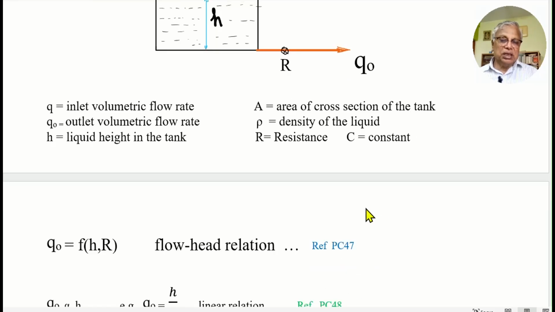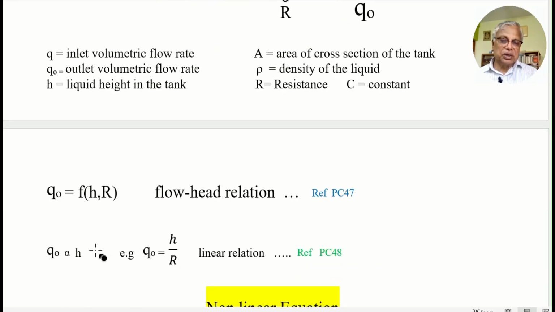And for a linear relation, linear means Q naught is directly proportional to h. We have taken a specific example of Q naught equal to h by R, a specific example of a linear relationship, and we have derived the transfer function in the lecture titled PC48. The links for this are available in the description below as well as above. If you have not gone through them, you can go through them again. That will make you understand this lecture very clearly.